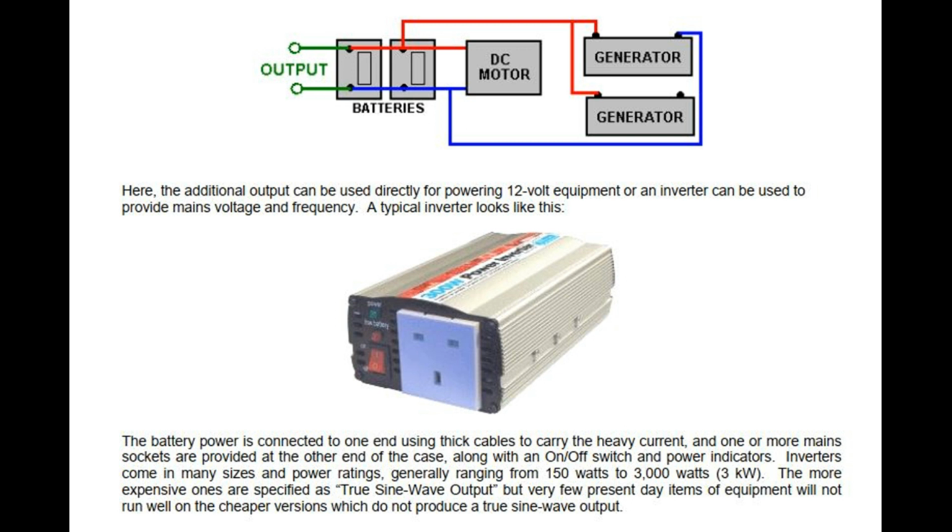Inverters come in many sizes and power ratings, generally ranging from 150 watts to 3000 watts, 3 kilowatt. The more expensive ones are specified as true sine wave output, but very few present-day items of equipment will not run well on the cheaper versions which do not produce a true sine wave output.